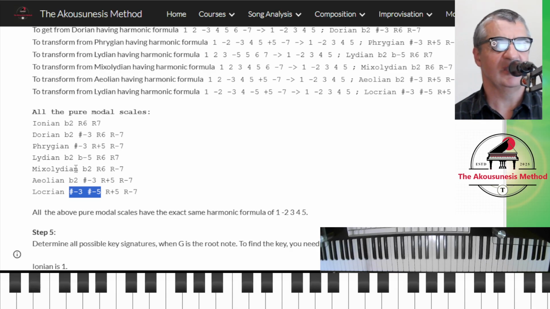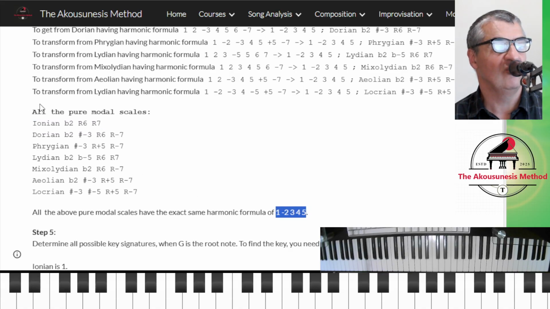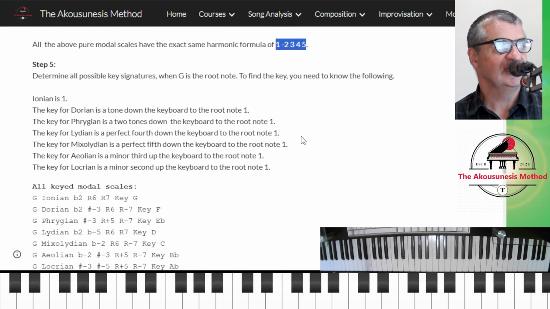So you want to choose. You're trying to choose a key signature for this, right? So far, these are all key independent. All these are key independent. We can apply that Ionian to any of the 12 keys, and the same with the Dorian, all these. So our next step is, all the above pure modal scales have the exact same harmonic formula of 1, -2, 3, 4, 5. All those have the same formula. You can check that for yourself by just really looking at that. All this is on the website. Link down there. Step 5.